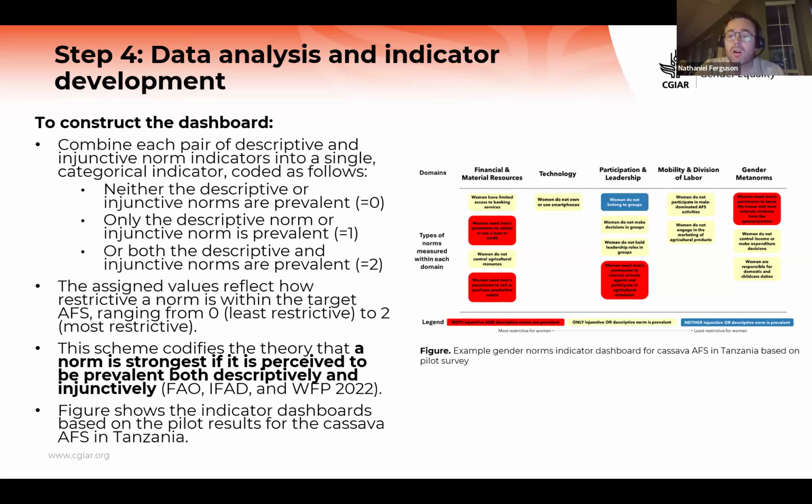The yellow ones are either injunctively or descriptively prevalent, but in practice, these are all descriptively prevalent and not injunctively prevalent. So this is where the mobility and division of labor indicators from the previous slide show up. Under that category, we have 2 indicators: women do not participate in male-dominated agri-food system activities, and women do not engage in the marketing of agricultural products. These 2 indicators were prevalent in the descriptive version, but not in the injunctive form. And then finally, in red, you see the indicators that were prevalent in both the injunctive and descriptive sense.